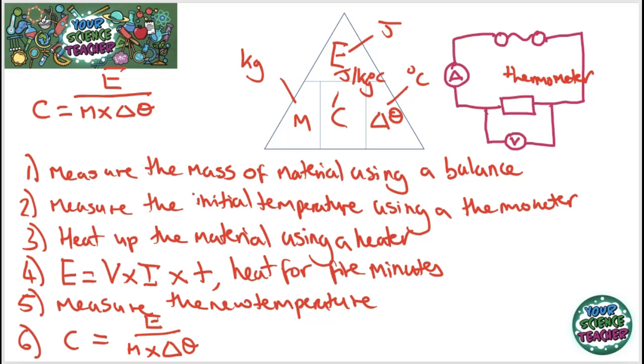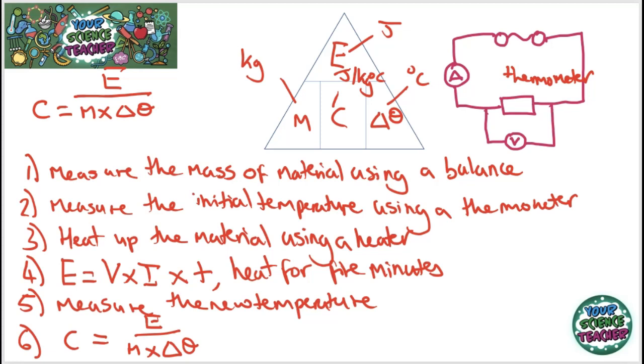Now, some things that they might ask you about this practical, they might ask you what systematic errors there might be. An example of a systematic error that could arise in this practical is the ammeters and voltmeters not being set to 0. So when you turn them on, they already have a reading on them, and therefore all of your results will be a little bit too large.